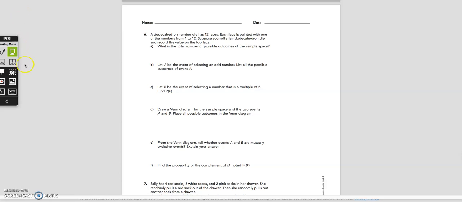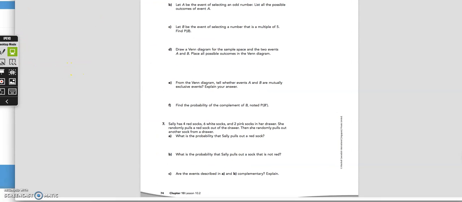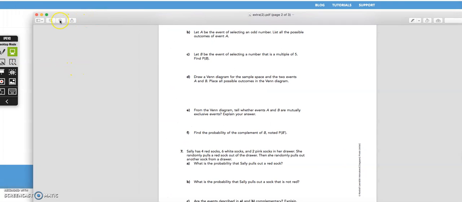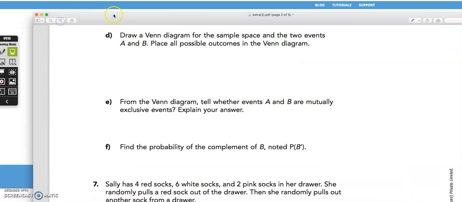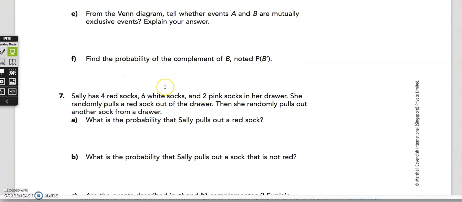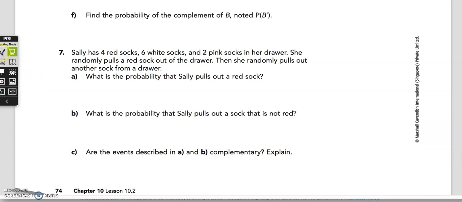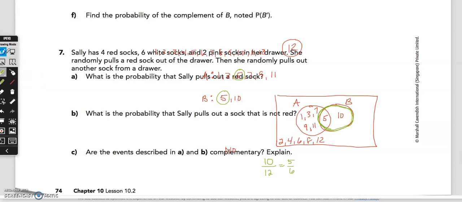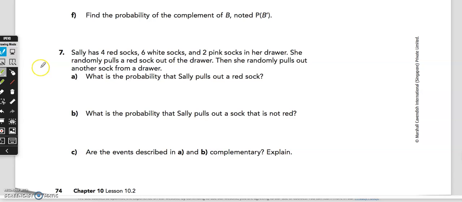Moving along. So 7. So Sally has 4 red socks, 6 white socks, and 2 pink socks in her drawer. She randomly pulls out a red sock out of the drawer. Then she randomly pulls out another sock from the drawer. What's the probability that Sally pulls out a red sock?